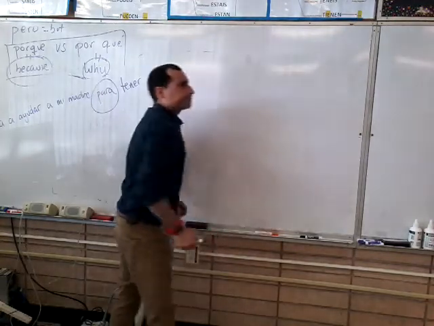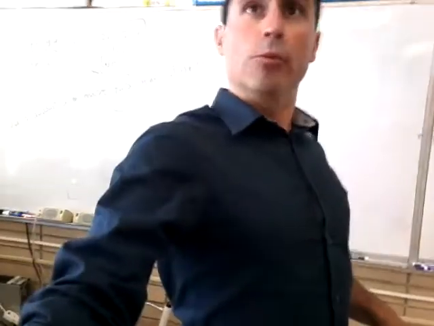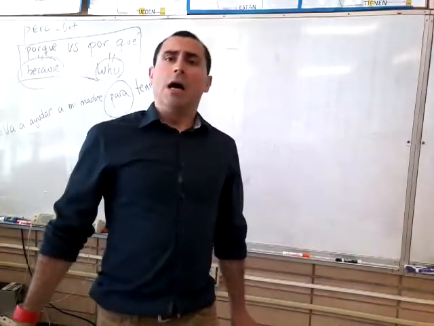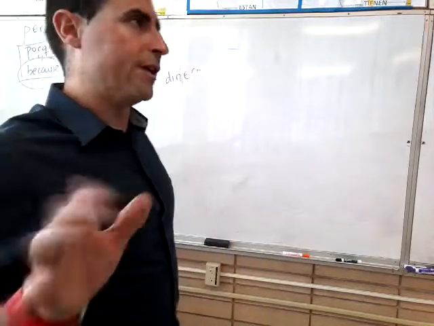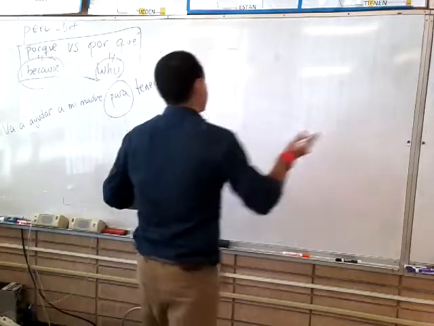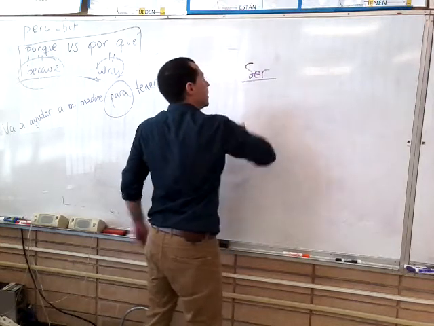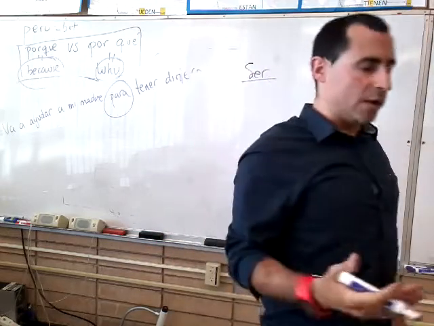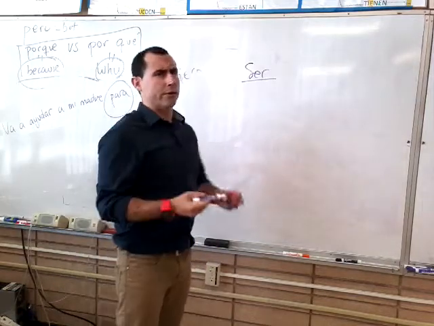Ser and estar. Ser and estar is very confusing for English speakers. Very confusing. It's the verb to be, and in Spanish we have two verbs, and English speakers have just one, which is to be. Ser and estar. Okay, take your time, answer what I say. Always start from the general to the particular. There are so many irregularities, but you don't want to go to the irregularities.